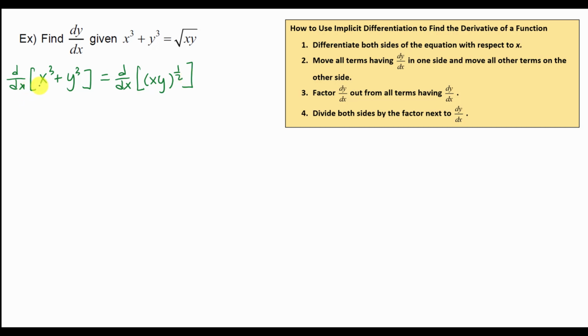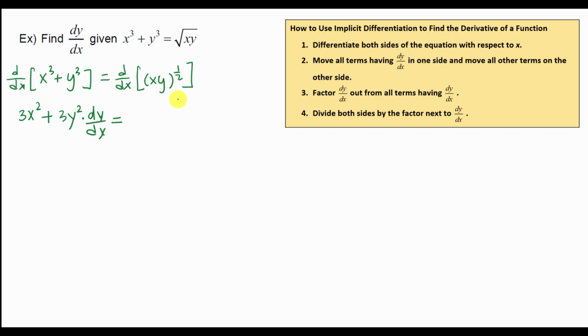Since I'm taking the derivative of x cubed with respect to x, it is just 3x squared plus, now I'm taking the derivative of y cubed with respect to x, that will be implicit. So that will be 3y squared times dy/dx, which is equal to, on my right hand side, I have a function raised to a power. So I need to use the chain rule here.